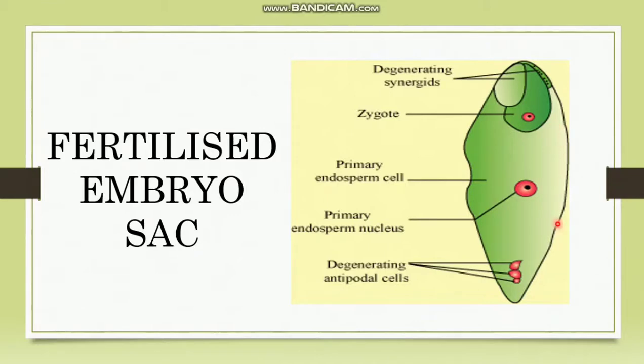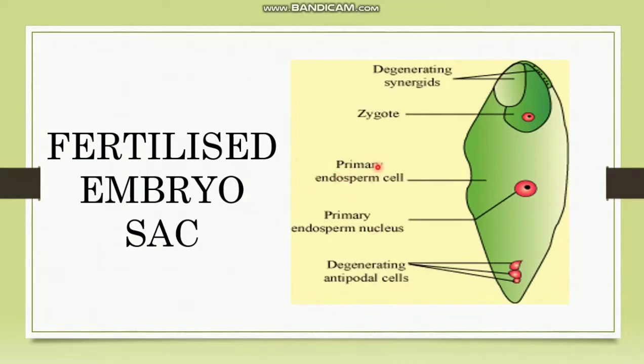This is the structure of the fertilized embryo sac which is asked in exams. So you have to practice. You might be asked to draw the structure of the embryo sac, then the previous one, before fertilization, the structure which is there, you have to draw. But if it is asked to draw the diagram of the fertilized embryo sac, then you need to draw this diagram.